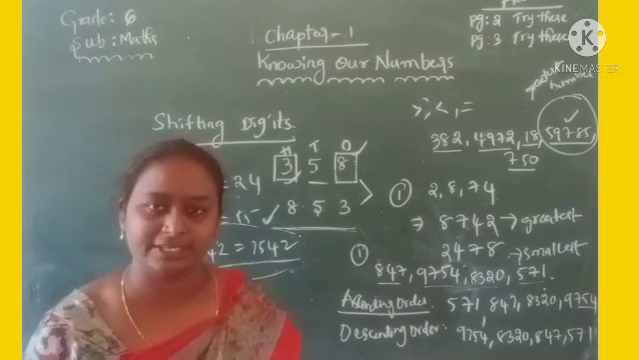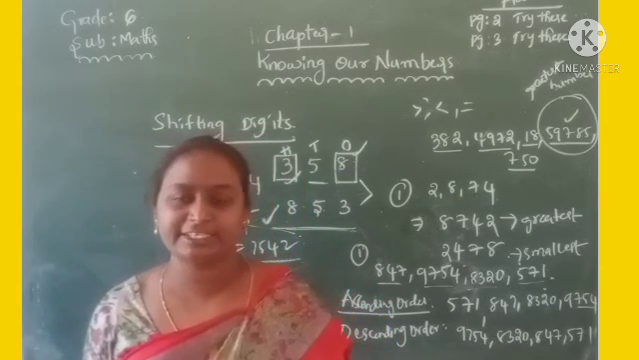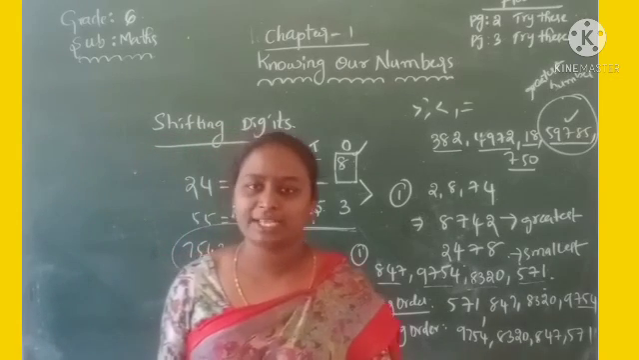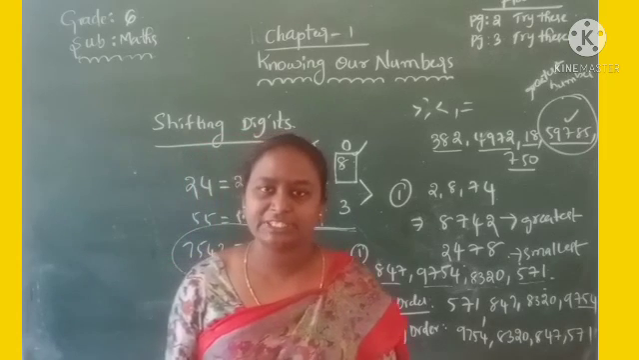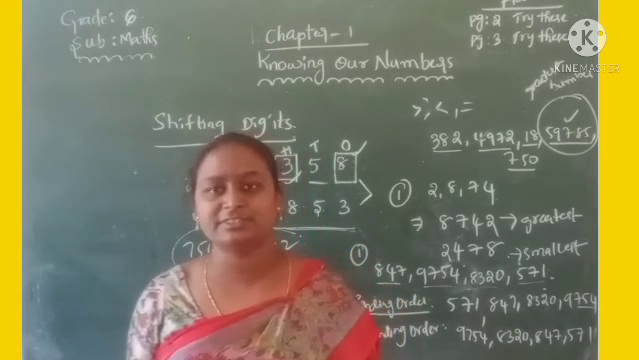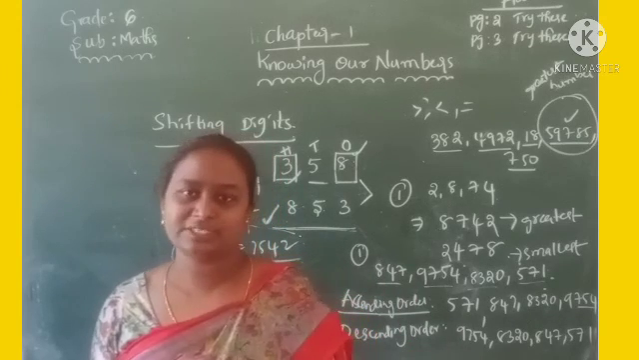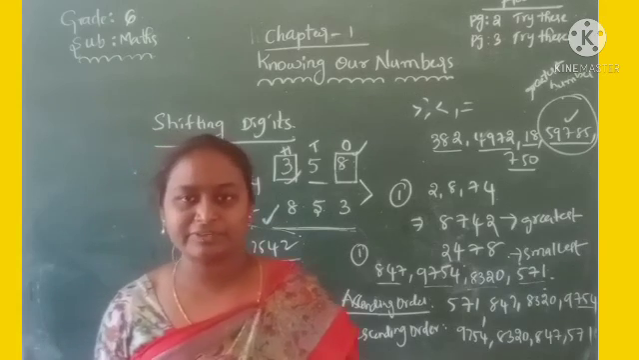After that, how many numbers can you make? 4-digit number. So that is greatest number and smallest number, in the condition without repetition. And the next two, ascending order and descending order. How to shift the digits? Shifting digits in that condition is the hundreds place and ones place digits only you have to change in the shifting digits.